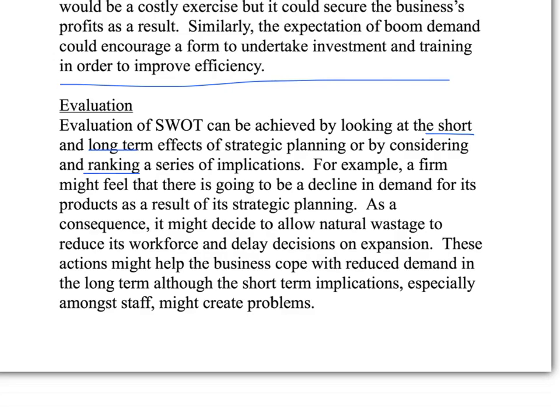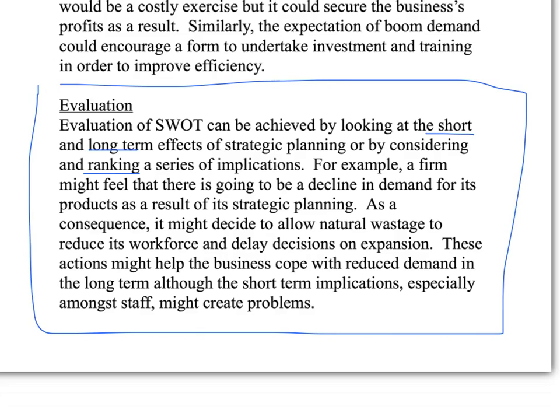That would be a great evaluative statement to say how SWOT analysis has impacted APSL. So they've seen that something's going to happen. What we're saying here is demand might fall. So what they've done is, because of that, they've allowed natural wastage to reduce the workforce. But an impact of this in the long term could be that the business can cope with reduced demand, but in the short term, staff might create problems. That's a great way of breaking down long term, short term, positives and negatives.